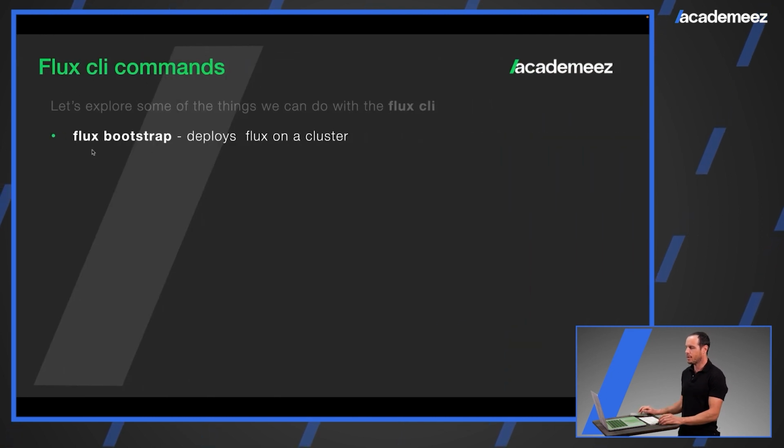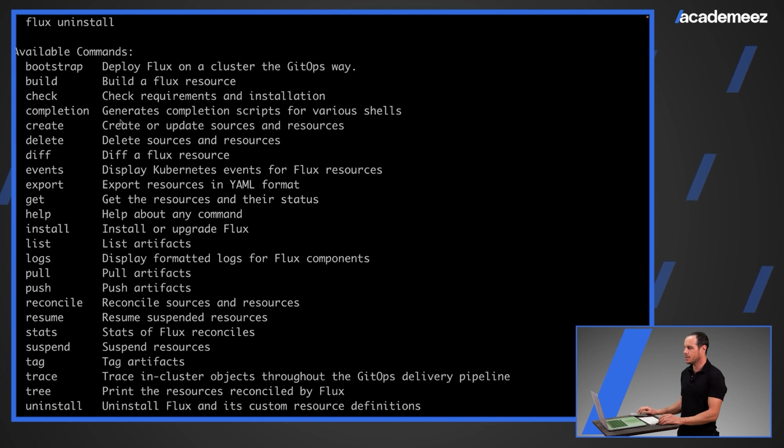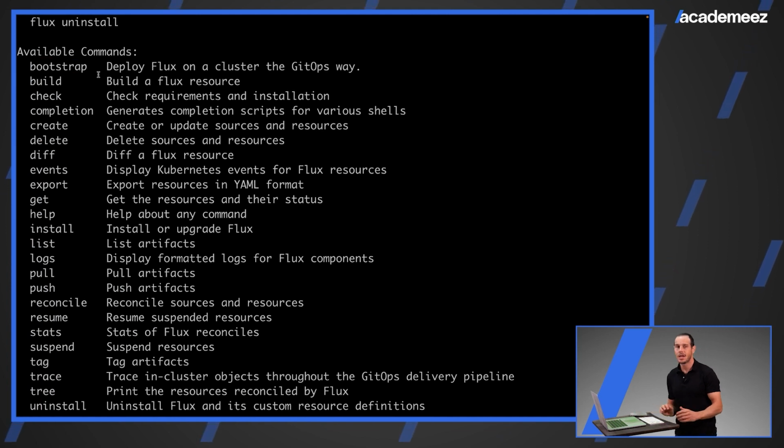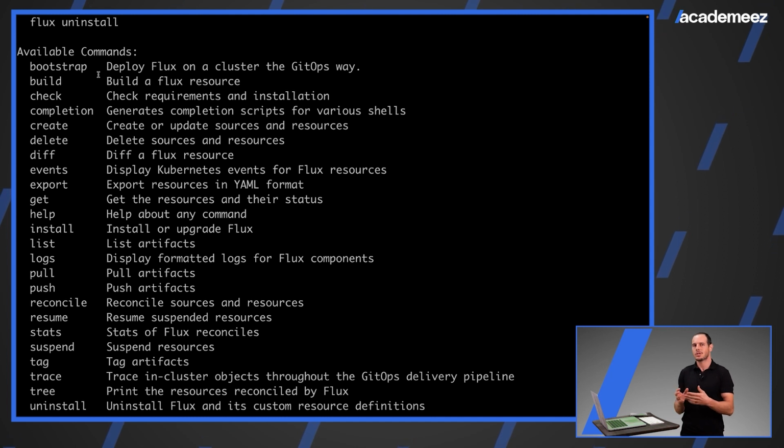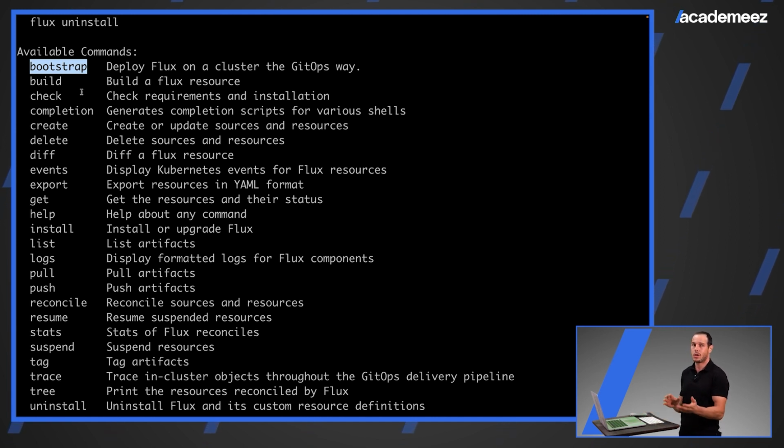So first of all, you have the flux bootstrap command. We use this command to install Flux in our cluster, as well as update Flux, as well as install extra components if we want other components that Flux provides. We'll see this command in a minute when we use it to install Flux in our cluster.